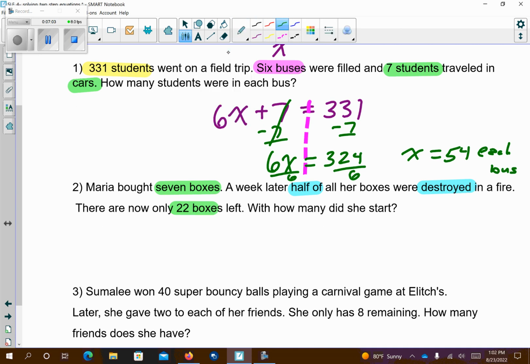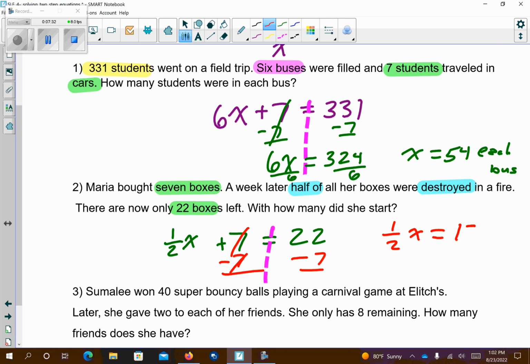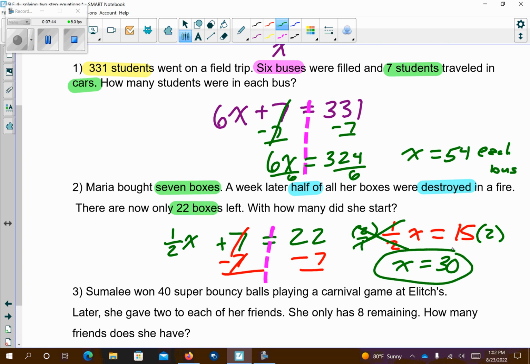Okay, so let's think about this. She bought 7 boxes. Half her boxes were destroyed in a fire, and there are now 22 left. So if I go 1/2 x plus 7 equals 22, we can go ahead and solve this. Okay, let's do our pink line straight down. I'm going to subtract 7 from both sides. So then these cancel. So I get 1/2 x is equal to 15. If I multiply each side by 2, or multiply each side by 2 over 1, it's your choice, same thing. Those cancel. So she started out with 30 boxes.